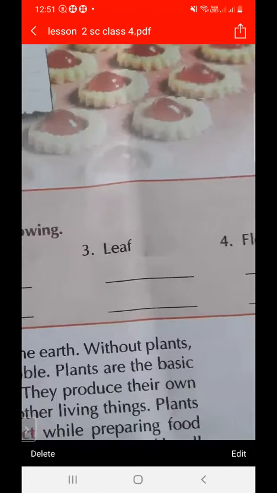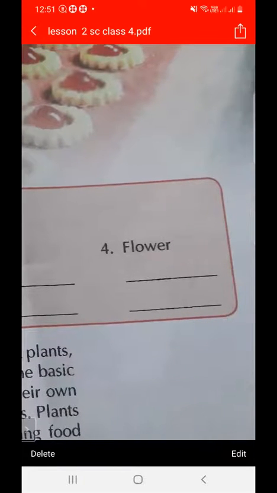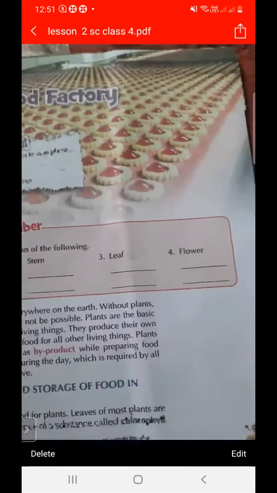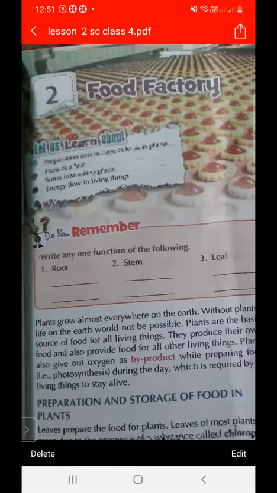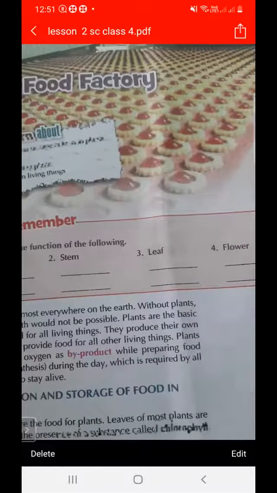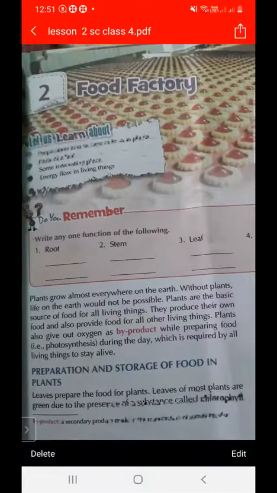Third, what is the function of leaf? Leaf helps to make food with the help of photosynthesis. And what is the function of flower? The flower is a reproductive part of the plant. So you have to write any one function of the root, stem, leaf, and flower in the book. What is the function of root? It carries minerals and water from the soil to other parts of the plant.